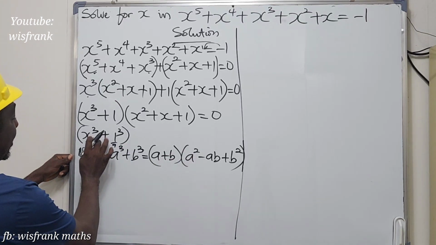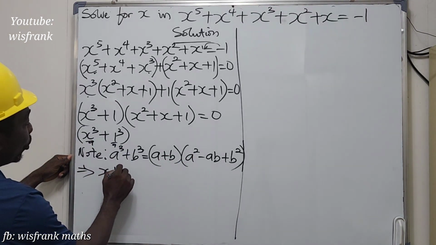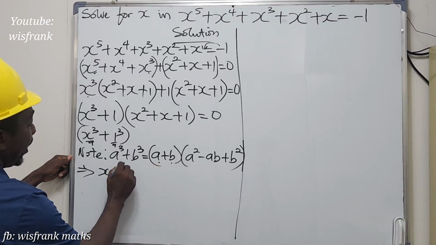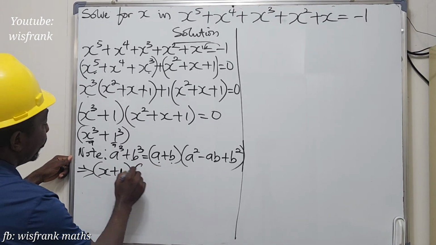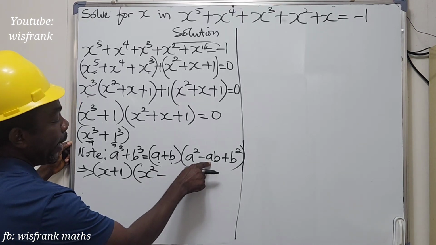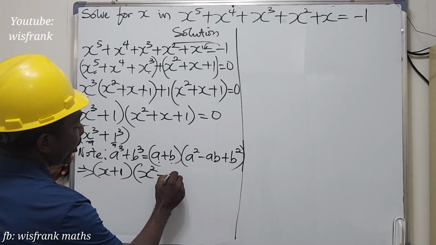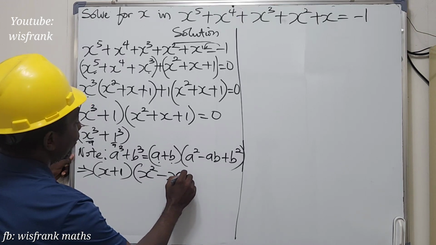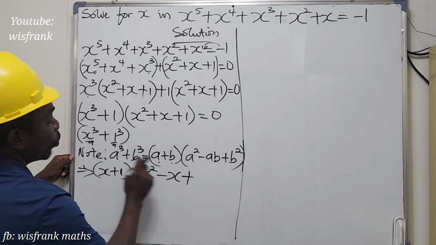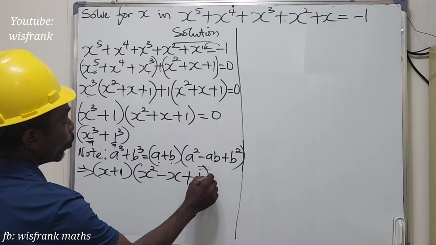So in that case, this now will become our x plus 1, which is this one, a and b. We have into our x is going to be x to the power of 2 minus ab, which is x times 1, which is going to be minus x. Then we have plus b squared, which is 1 squared, which is 1. So this is what we have.